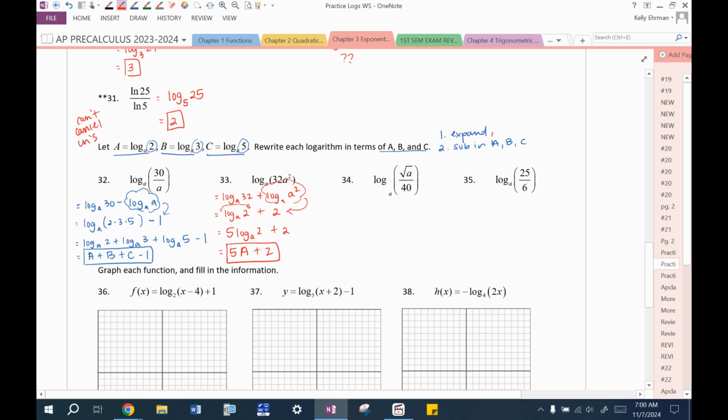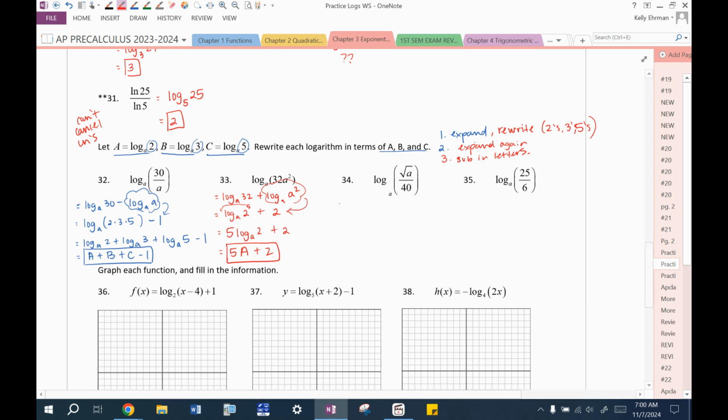So expand, how about this? Expand, rewrite in 2s, 3s, 5s. Then sub in, then maybe expand again. And then the final step is sub in letters.